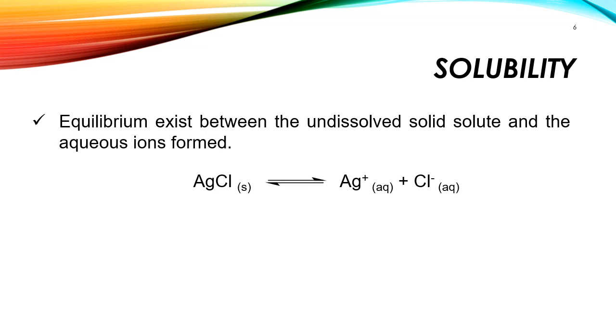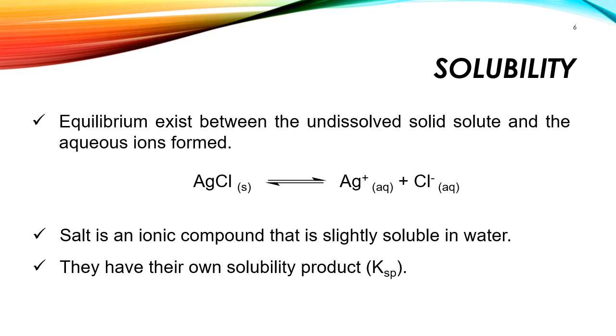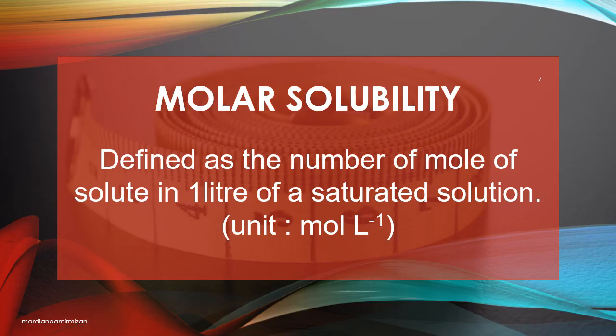For example, the soluble salt of argentum chloride. Argentum chloride dissociates to form argentum plus ion and chloride ion. The salt is an ionic compound that is lightly soluble in water. They have their own solubility product or Ksp. What is molar solubility? Molar solubility can be defined as the number of moles of solute in 1 liter of a saturated solution.